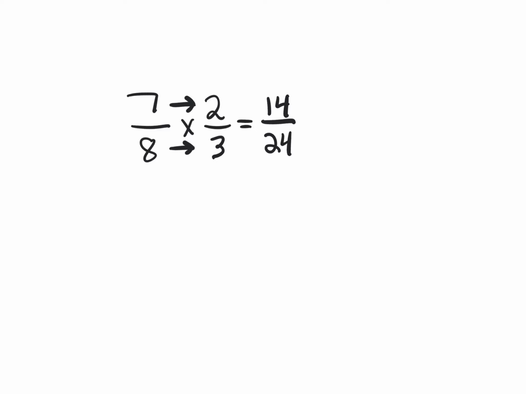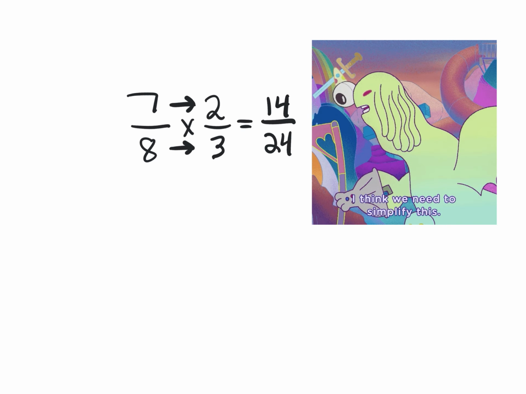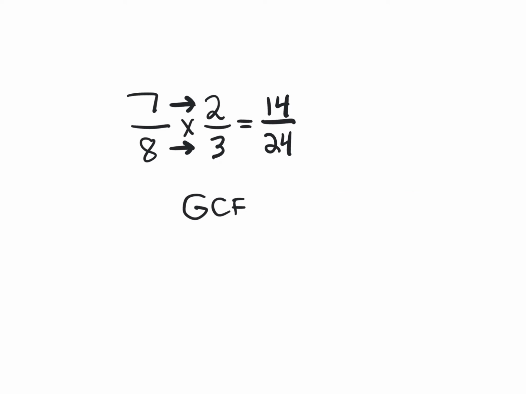Then we want to decide if this can be simplified. And the way we do that is focusing on the greatest common factor between 14 and 24. What's the largest number or factor that can go into both? Well, in this case, it's 2. So we're going to divide by 2 over 2, so we can do 14 divided by 2 and 24 divided by 2. And we get 7/12.